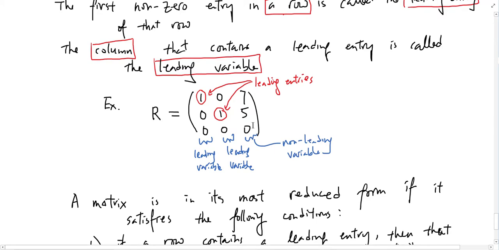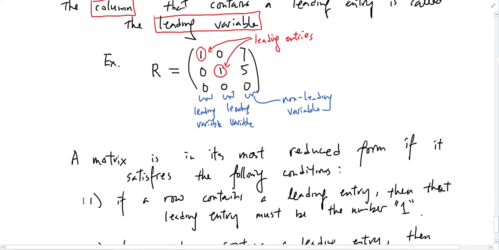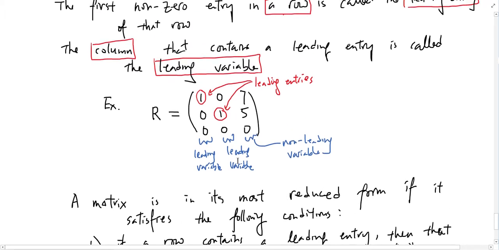Why? Let's see. We have 2 rows that contain leading entries. The third row does not. And both of the leading entries where I circled are 1. So that satisfies the first condition. Now, second condition, column 1 contains a leading entry from the first row. The rest of the column is zeros. Very good.